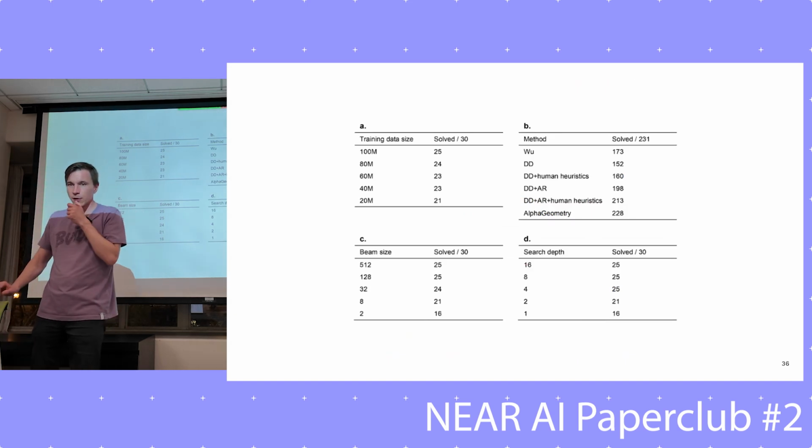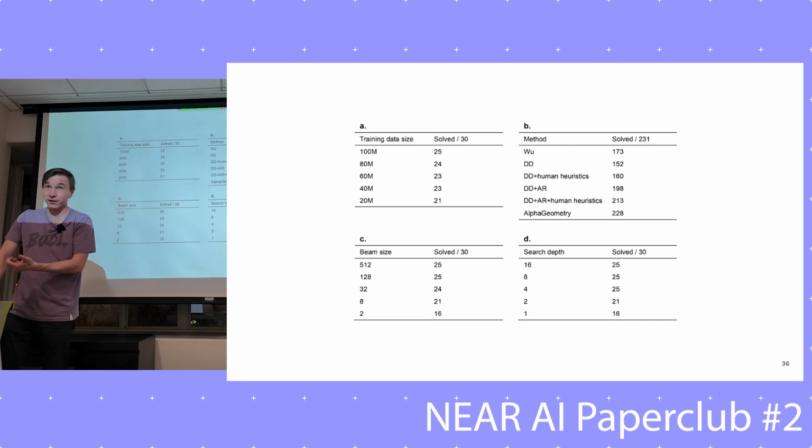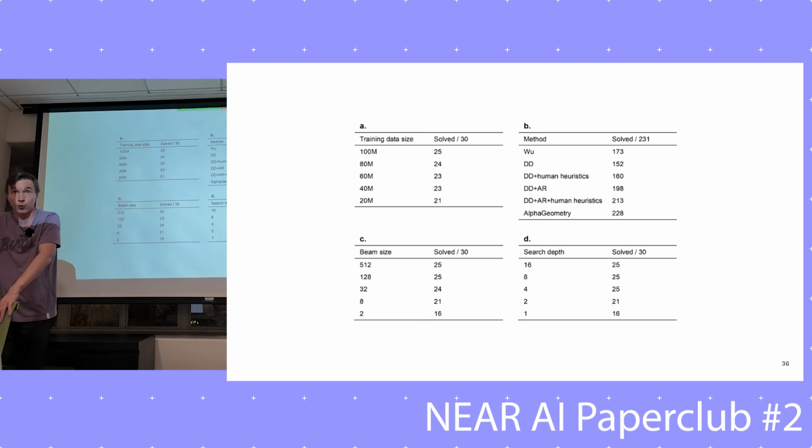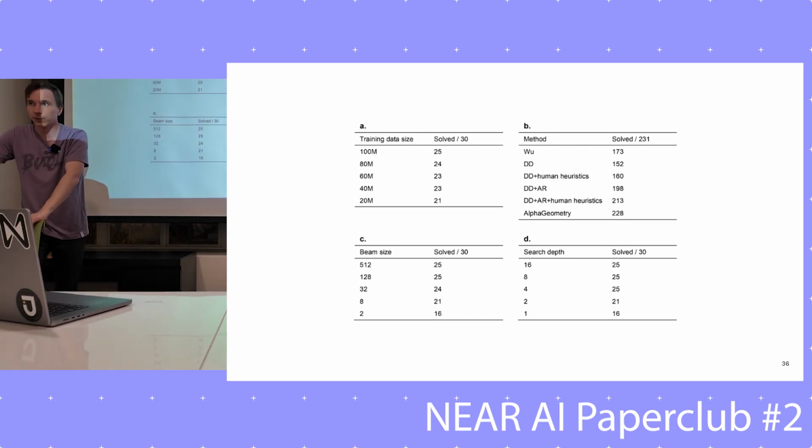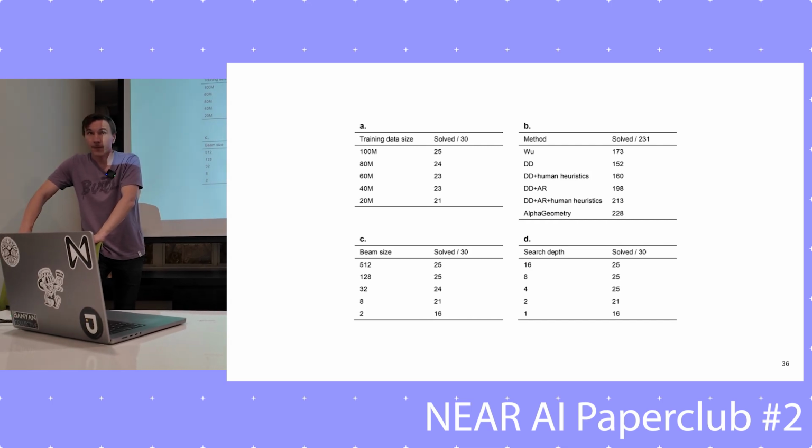Because they have a couple. I guess it's worth mentioning how they use the system. The way the system is deployed is not like a single pass. It's not just DD and AR construction. In reality, it's a beam search with a relatively large beam size, where they explore multiple 512 solutions at a time.